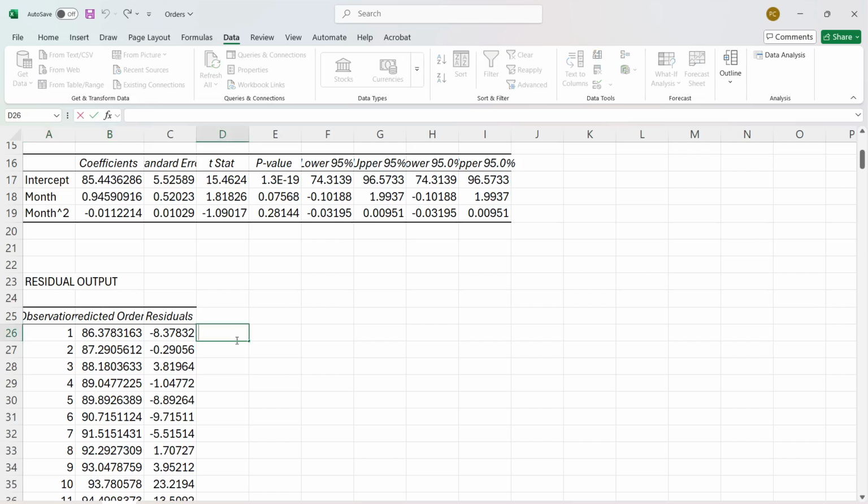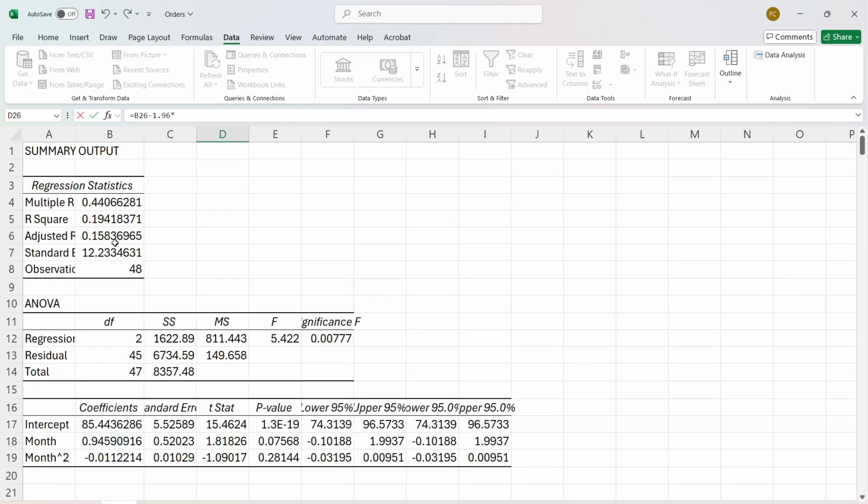But I'll go ahead and calculate a lower bound and an upper bound here. Let's say my lower bound, well, let's give them names first. Lower, upper. For what degree of confidence? Let's stick with 95% and use the 1.96 as the critical value. So this will be equal to the prediction minus 1.96 times the standard error, which is going to be that number right there.